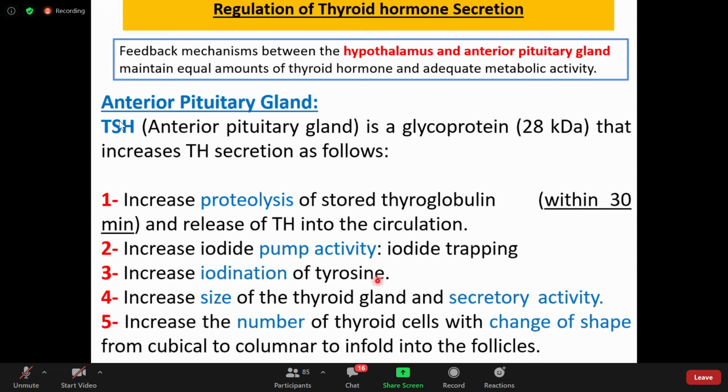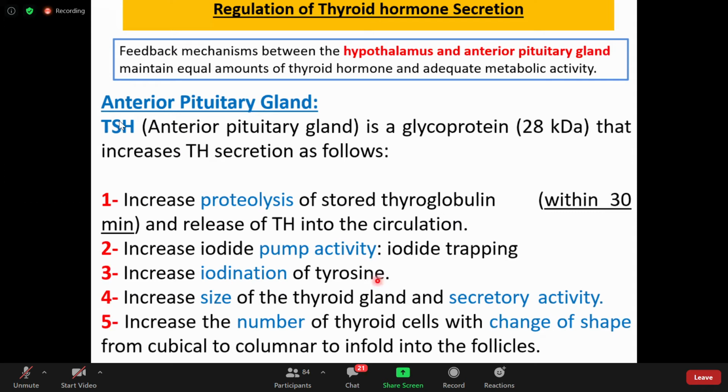That means the size of the thyroid gland is going to increase and there would be hyperplasia, or an increase in the number of the follicular cells. So whenever you have a high amount of TSH, not the thyroid hormone, we are not talking about hypothyroidism or hyperthyroidism, whenever you have high levels of TSH in the blood, it will result in a larger thyroid gland, which is called a goiter. So when you see a goiter, you always think TSH is high.